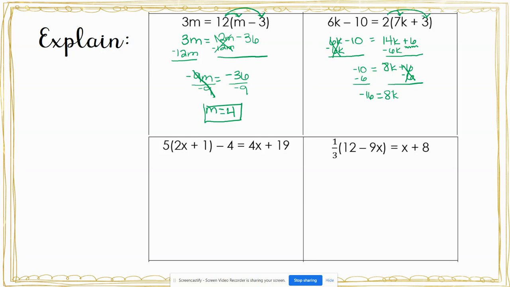Now I need to get rid of my 8, so I'm going to use the inverse of multiplying since 8 is multiplying by k. And I'm going to divide by 8 on both sides of the equation. Negative 16 divided by positive 8 gives me negative 2. On this side of my equation, 8 divided by 8 is 1, and since 1k is just k, those cancel to leave me with k. So my solution is negative 2 equals k.